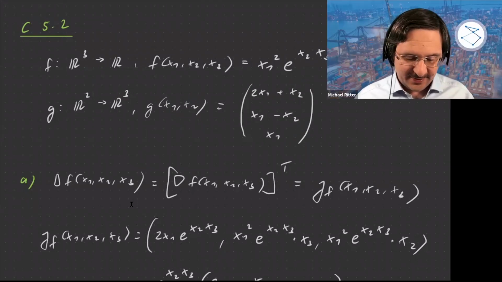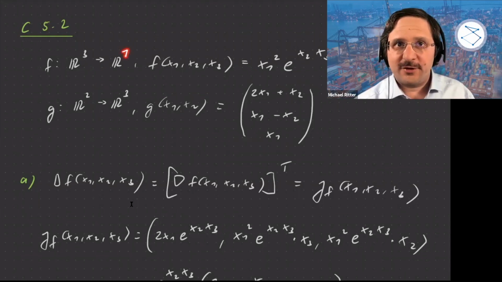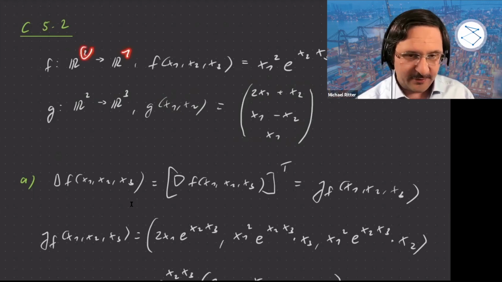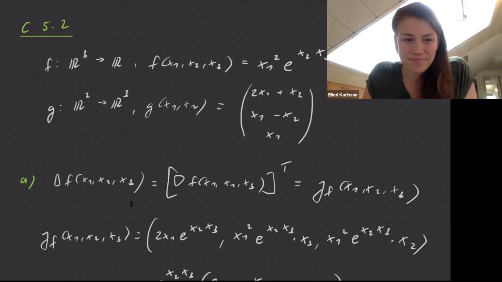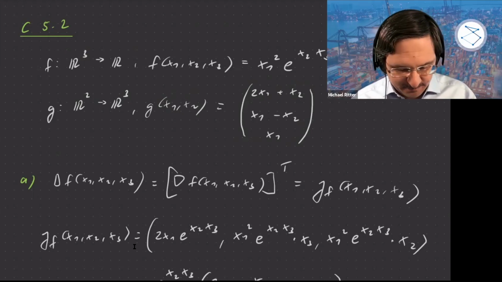In the case of f, for example, you have a 1-dimensional output and a 3-dimensional input, so you get a 1x3 Jacobian. Good. That's it. So let's continue with part B.